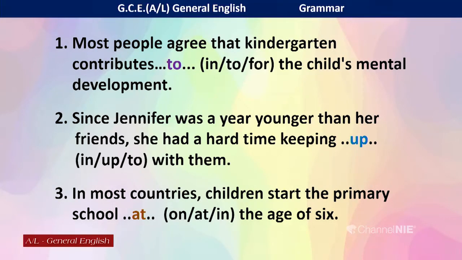Since Jennifer was a year younger than her friends, she had a hard time. It was very difficult for her. She had a hard time keeping up with them. She had to work hard because she was 1 year younger than her friends. So, she had a hard time keeping up with them, but she tried her best. She was a very clever girl.